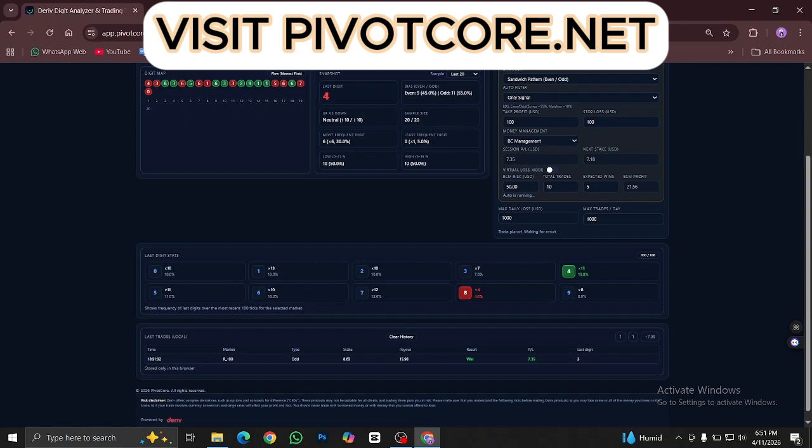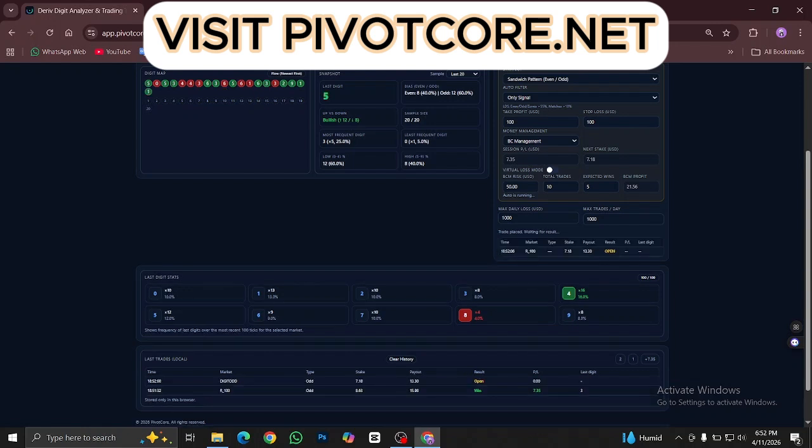My goal for this session is clear. I'm placing 10 trades, and my target is to win at least 5 of them to maintain a steady profit margin. Let's see how the auto trader handles the market dynamics.